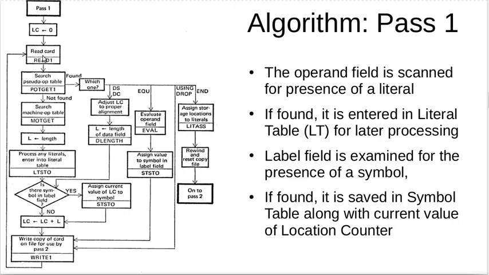We began with reading a particular instruction. We searched in the pseudo op table. Assuming that it is not found in the pseudo op table, we move on to the machine op table. Assuming that we have found it in the machine op table, we save the length of the instruction in L. First we process any literals and enter the value in the literal table. Then we check if there is a symbol in the label field. If there is a symbol, we assign the value of LC to the symbol. If not, then we move ahead.